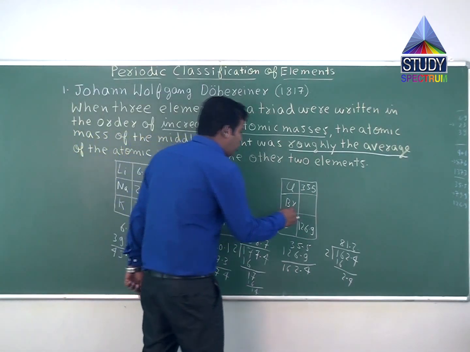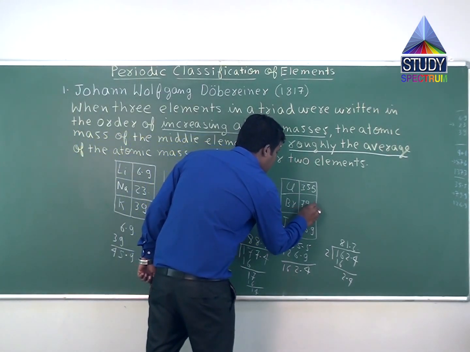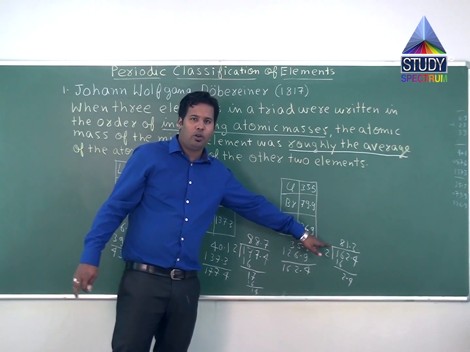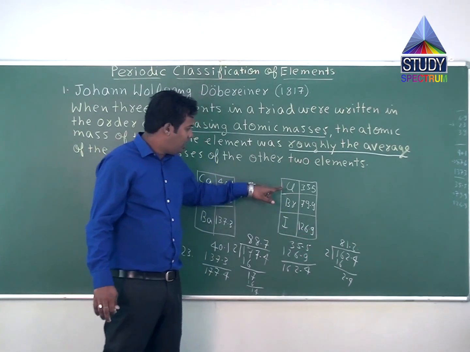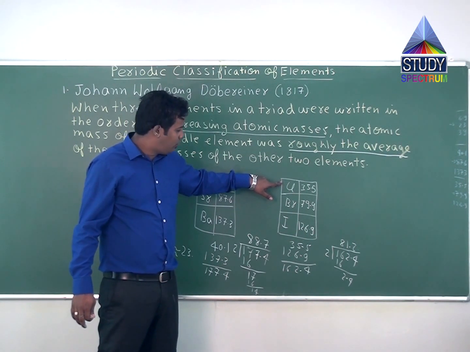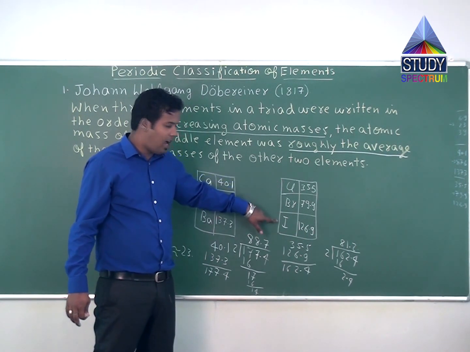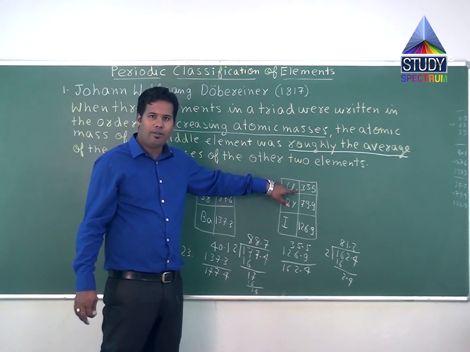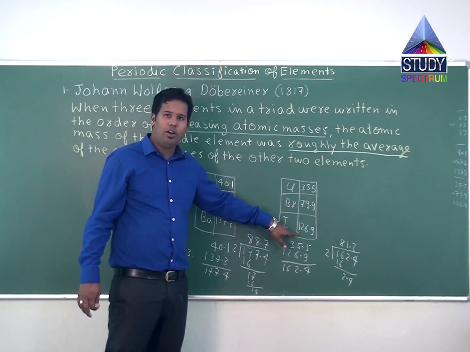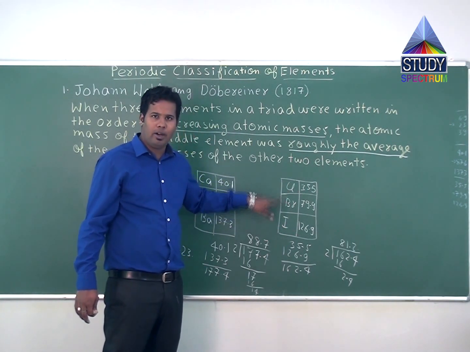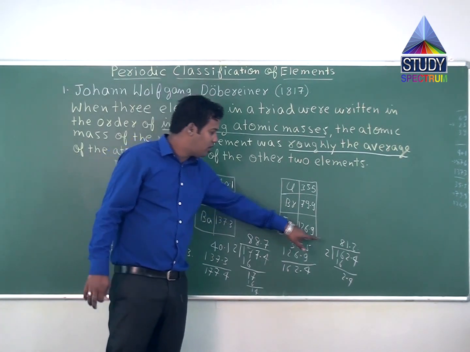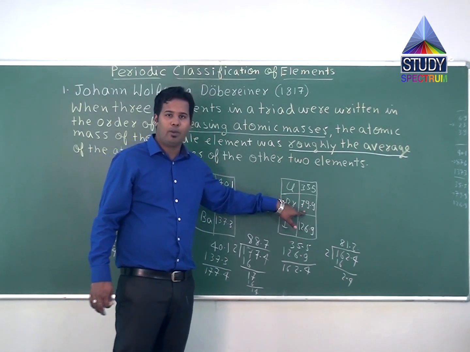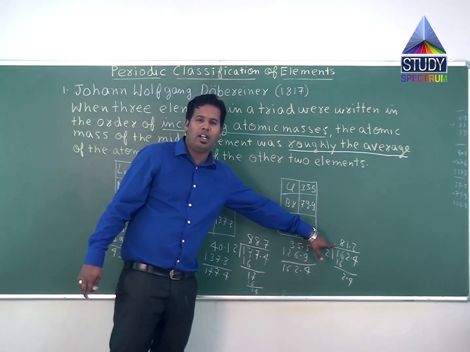And actually the atomic mass of bromine is 79.9, which is roughly almost equal to 81.2. The difference is not much. So we can say that actually the average of the atomic mass of the first and third element, that is chlorine and iodine, is the atomic mass of the middle element. If you add 35.5, that is the atomic mass of chlorine, and 126.9, that is the atomic mass of iodine, the third element of this triad, and divide by 2, the result is coming out to be 81.2, and actually the atomic mass of bromine is 79.9, which is almost 80 and almost near to 81.2.